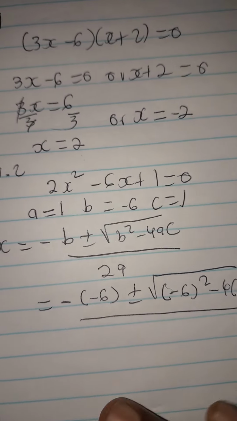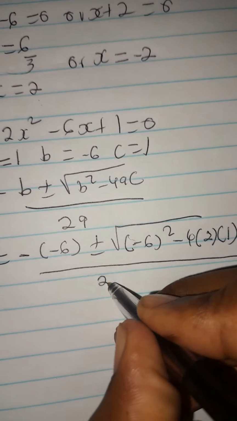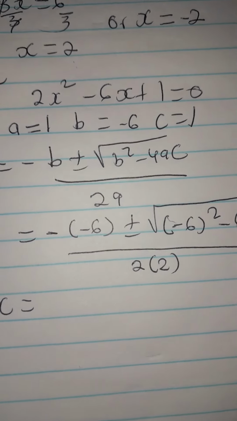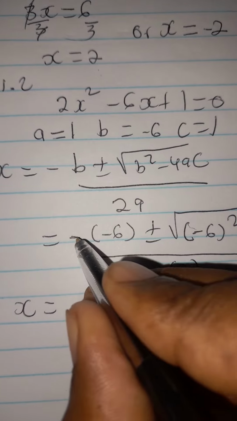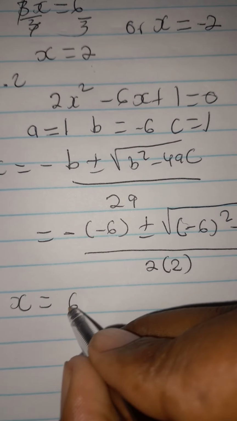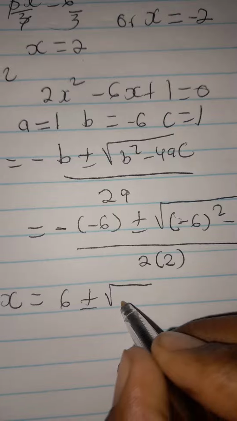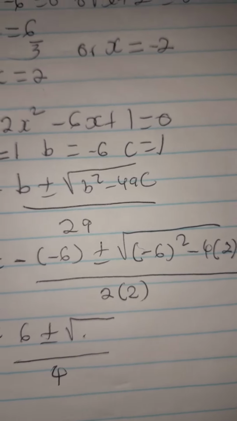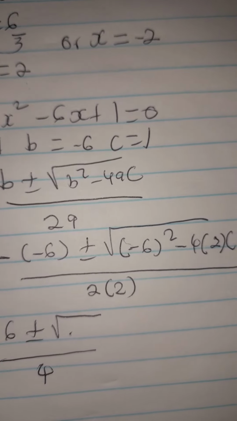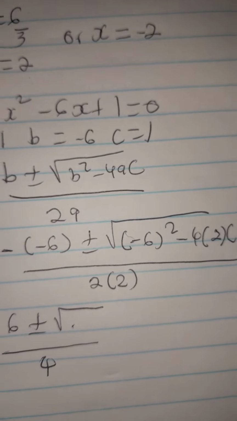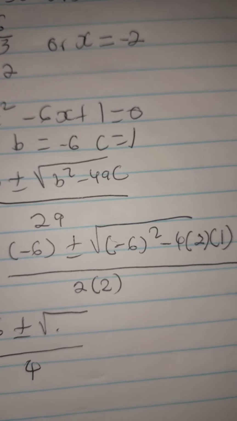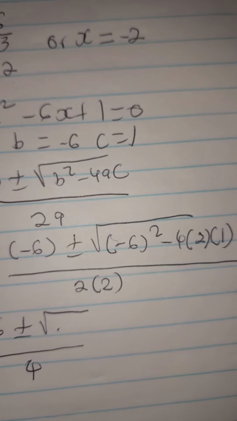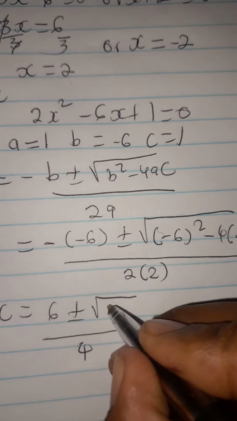Be very careful when you substitute. Similarly here, we are going to place 2. So what are we going to have? Negative negative 6, and negative times negative 6 is going to be positive, plus or minus the root of (-6)² - 4 times 2 times 1. Let's work out what is inside the root: 36 minus 8. What are we getting there? We are getting positive 28.